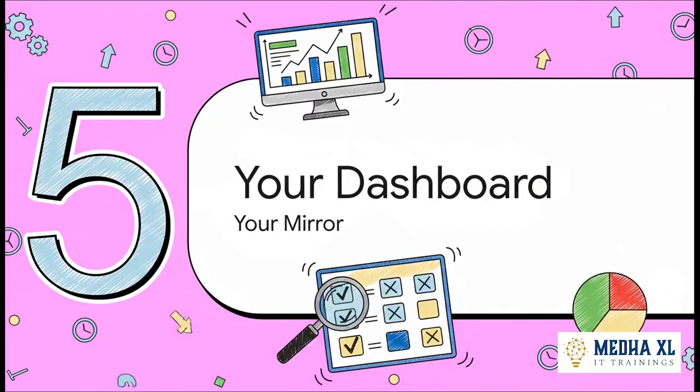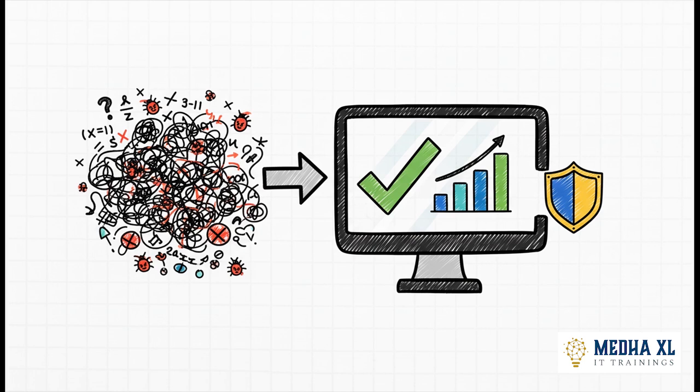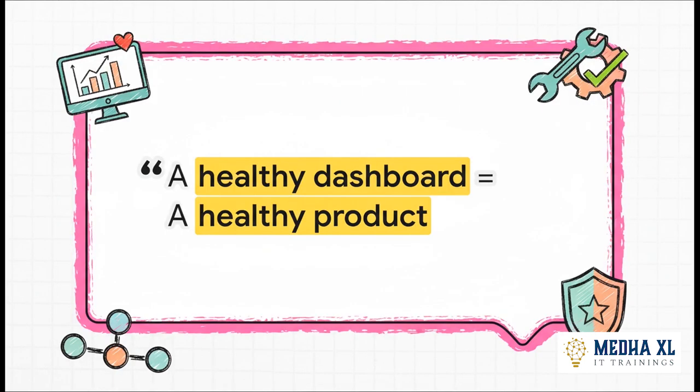And this all really leads to one central, powerful idea. A great QA dashboard is like a mirror. It gives you a direct, honest reflection of your software's quality at any given moment. It's not just charts, it's a translator. It takes all that complex, messy data and turns it into simple, meaningful insights you can actually use. And if you take just one thing away from this explainer today, let it be this: a healthy dashboard equals a healthy product. The two are directly and undeniably linked.